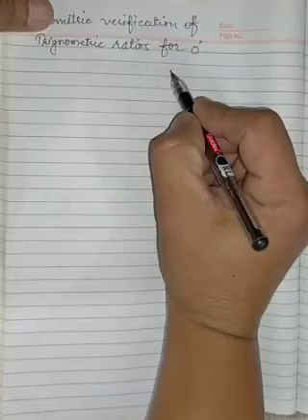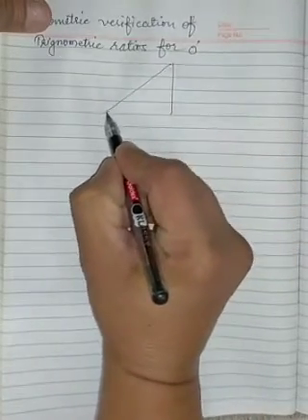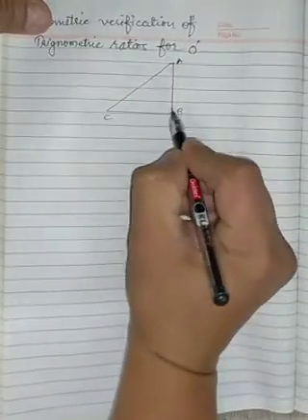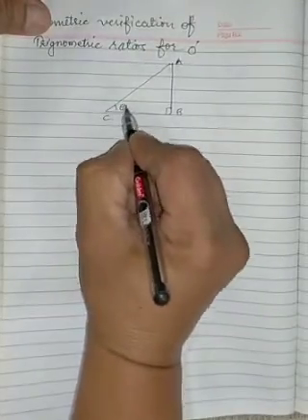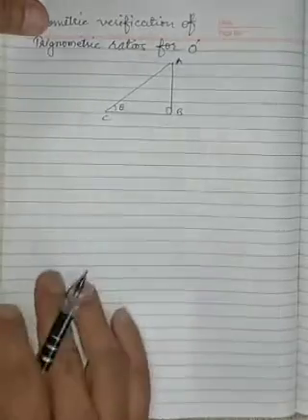In this video, I will give you the geometric verification of trigonometric ratios of 0 degree for all the primary and secondary ratios. Let us consider one triangle. Let it be ABC with angle B equal to 90 degrees and angle C equal to theta. Theta is some acute angle.